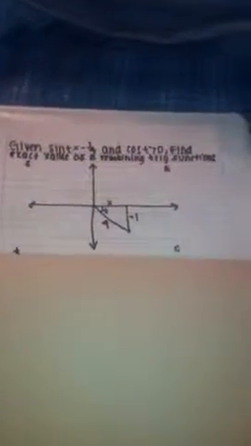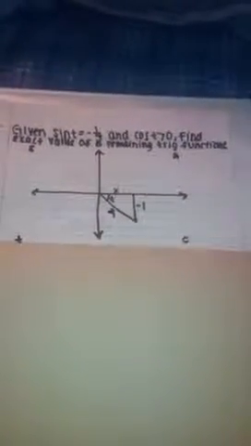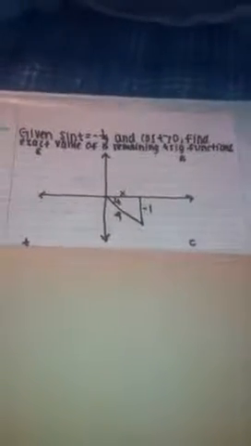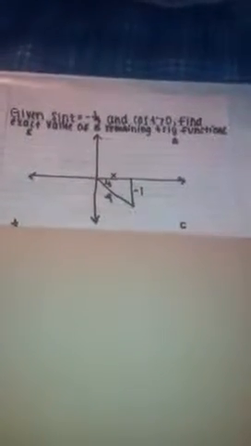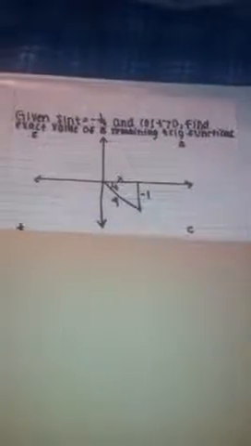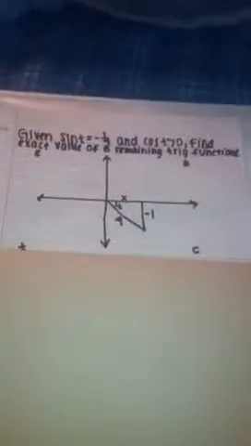Given that sine of t equals -1/4 and cosine of t is positive, find the exact value of the 5 remaining trig functions. Okay, so to do this, we need to make a triangle. And to make a triangle, we need to know which quadrant the triangle will be in, so we can know the correct value of either the 1 or the 4 would be negative.